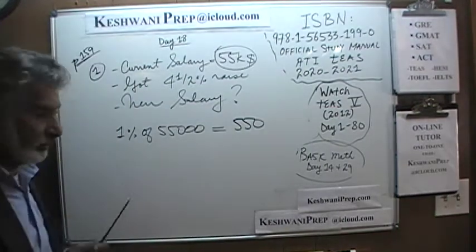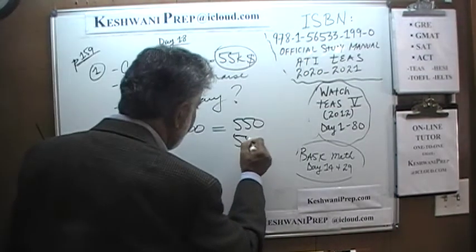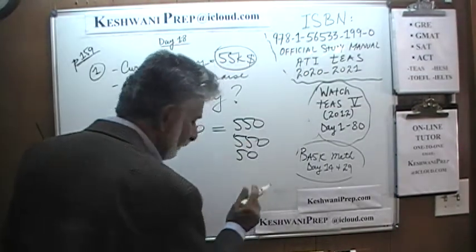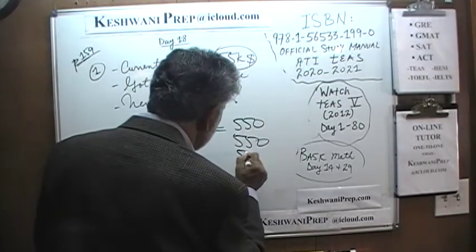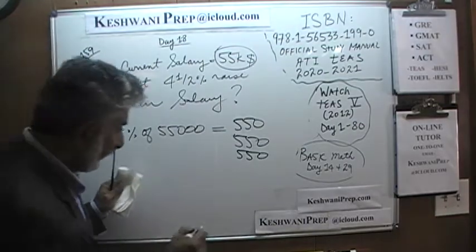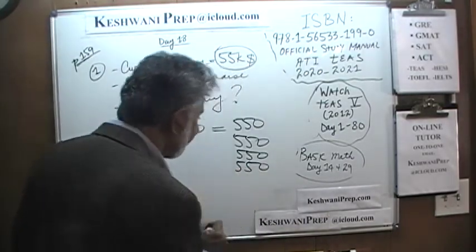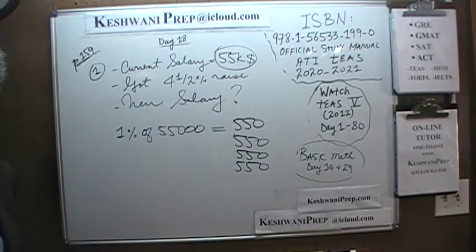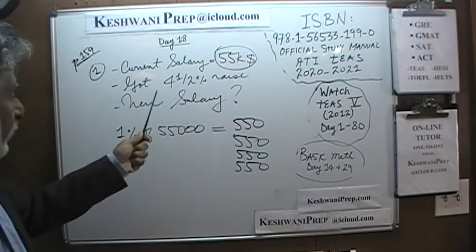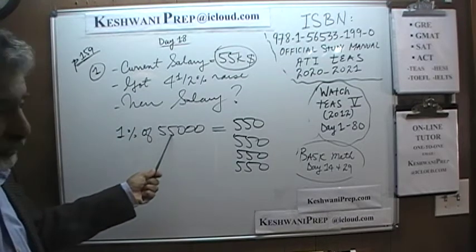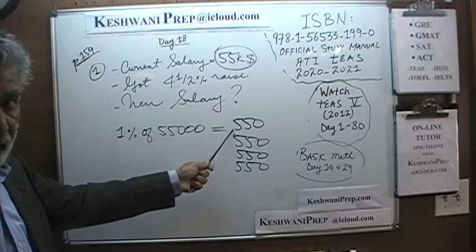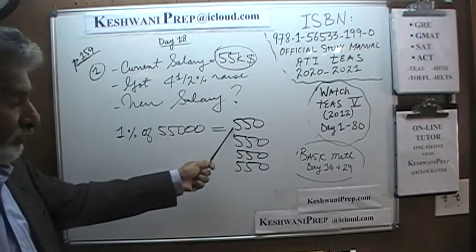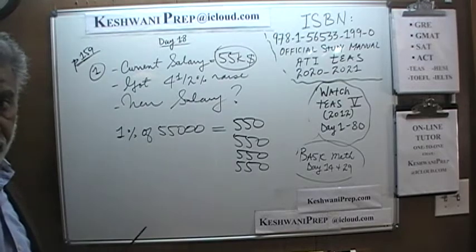So that's 1%. Let's add another 1%. That's 2%. Let's add another 1%. Well, we're up to 3%. Let's add one more percent. That's 4%. And now we have to figure out 0.5%. 0.5% of 55,000 would be half of that amount, because if 550 is 1%, half of 550 should be 0.5%.